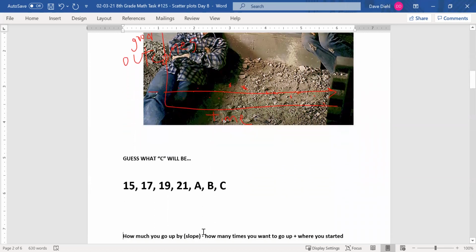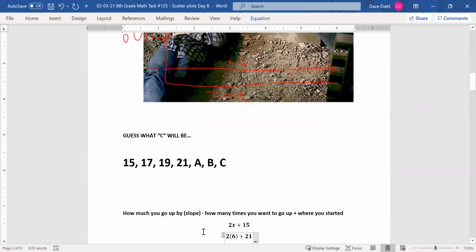Well, if you said 27, what you might have done is a version of this. You realized it went up by 2 every time, right? Up 2, up 2, up 2. So it probably continues up 2, up 2, up 2. Well, that's what a slope is, right? How much you go up by. Then you thought, well, how many times do I keep going up? Well, it looks like I go up 3 more times. So that would be 23, 25, 27, right?